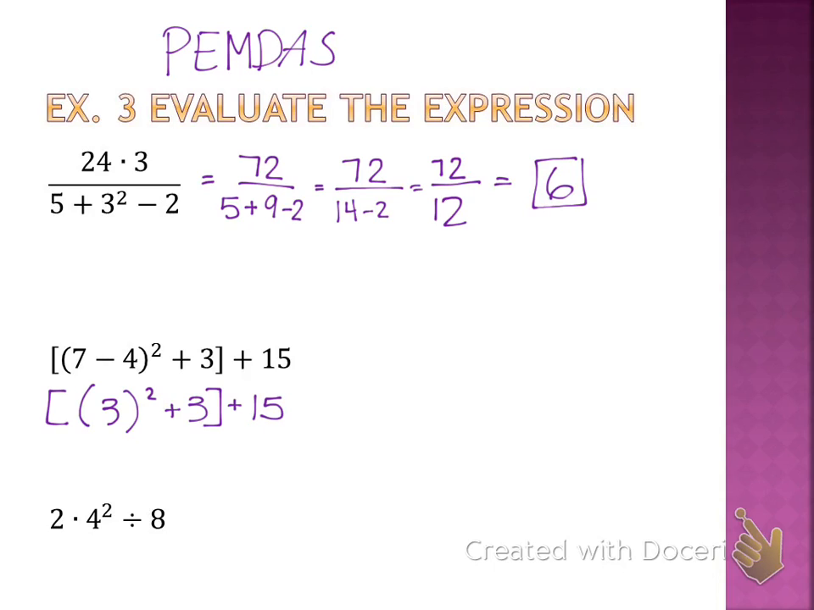Now I'm going to do exponents because I'm working inside of the parentheses still. 9 plus 3 plus 15. Then again, I'm still working inside parentheses. 9 plus 3 is 12. 12 plus 15 is 27. So you work from the innermost out when you have more than one set of parentheses.